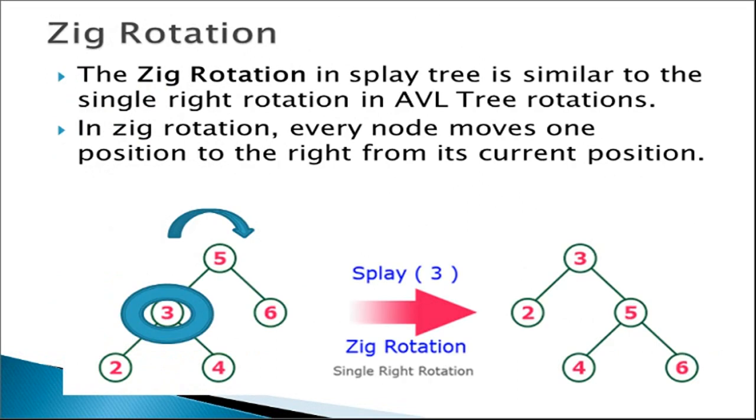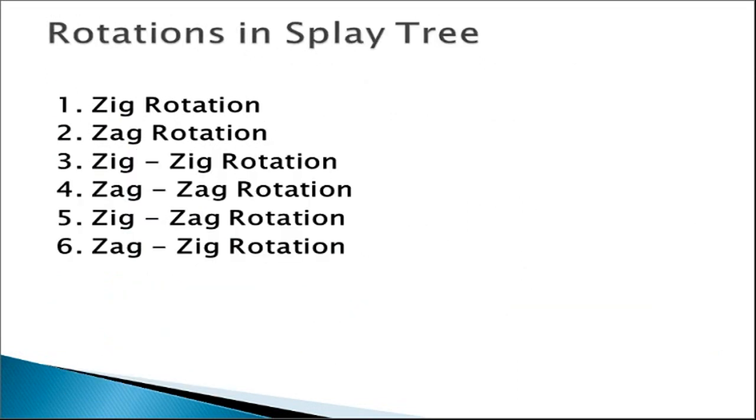Now in splay tree there are some rotations. So when we are adjusting or balancing that tree, we have to use some rotations same as AVL tree, that is zig rotation, zag rotation, zig-zig rotation, zag-zag rotation, zig-zag and zag-zig. Okay. So there are 6 rotations we require.